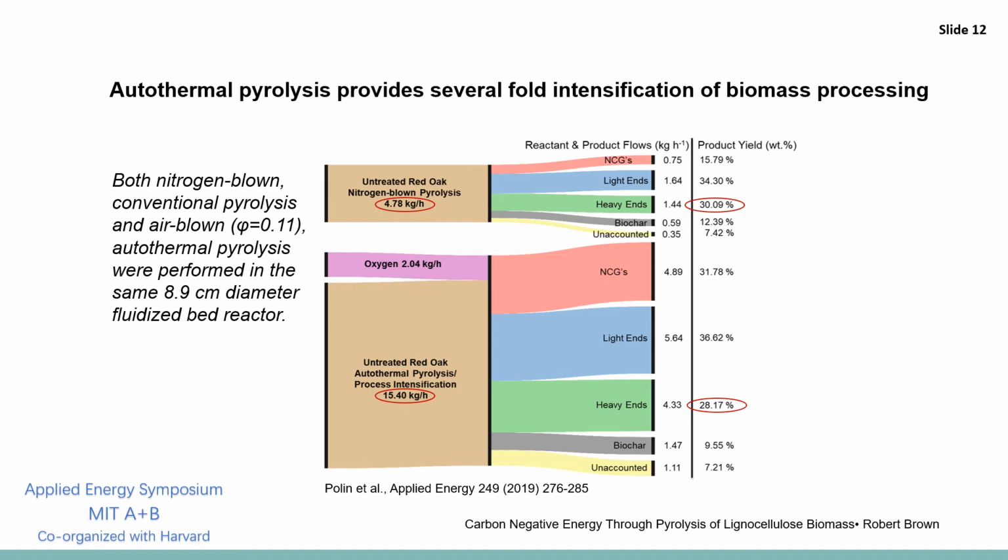We see almost a 3-fold increase in the throughput for the same feedstock of red oak in the same identical reactor, with only this change of the oxygen addition. And we see that there is a small reduction in the heavy ends because of this partial oxidation. Most of the exothermic energy comes from oxidation of the biochar. And so we've got almost a 3-fold intensification. In this case, we've observed even larger intensification for other kinds of feedstock.